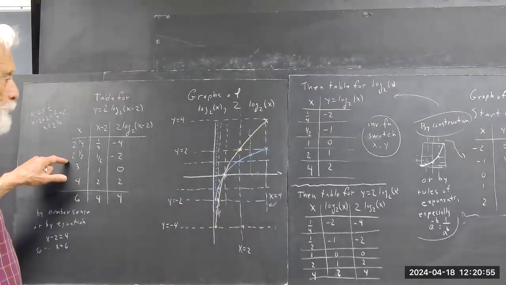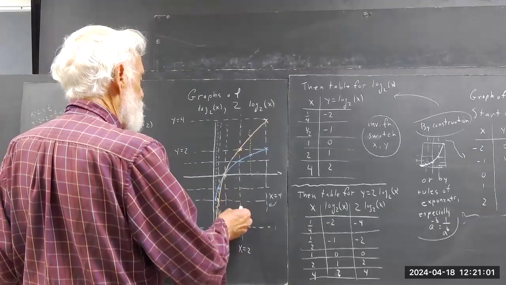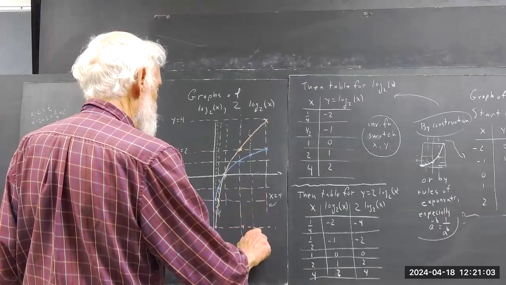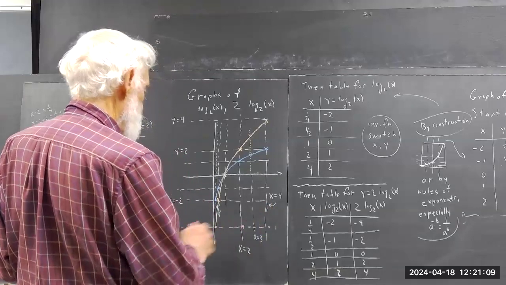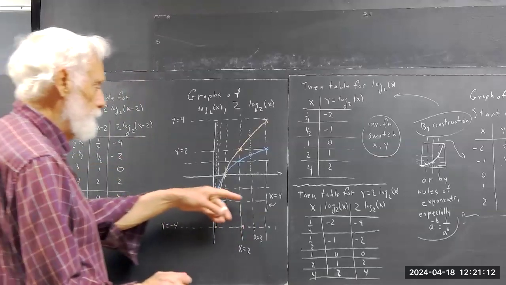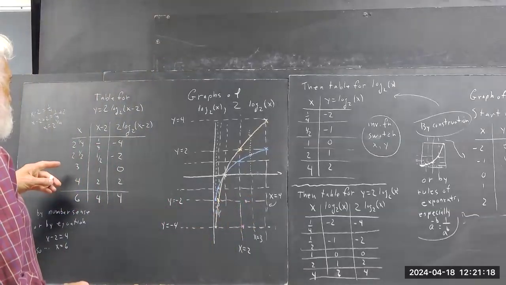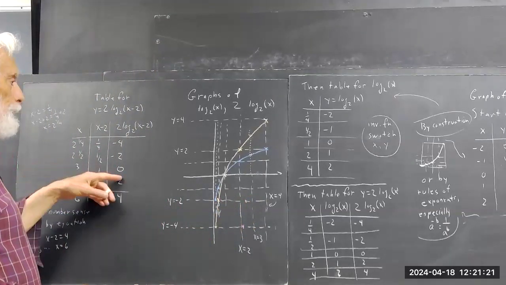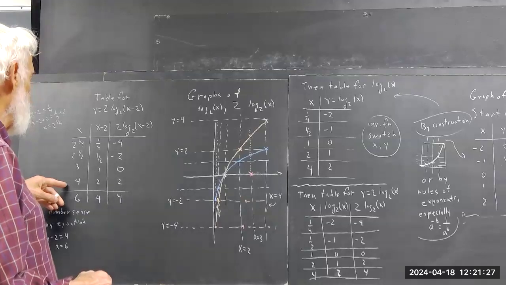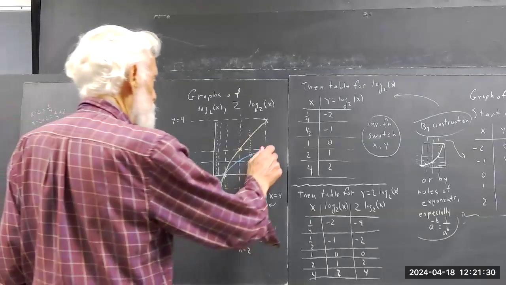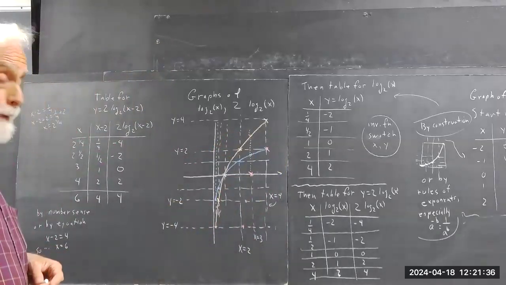And then when x equals 2 1/2, I guess I could draw my line for x equals 3. Extend my line for x equals 4. 2 1/2 is halfway between here and here. And y should equal negative 2. So y is negative 2 when x equals 2 1/2. When x equals 3, y is 0. That's going to give me a point here. When x equals 4, y is 2. That's going to give me a point here. Happens to agree with the point of my original log graph.